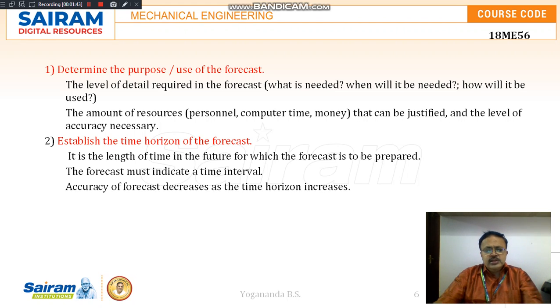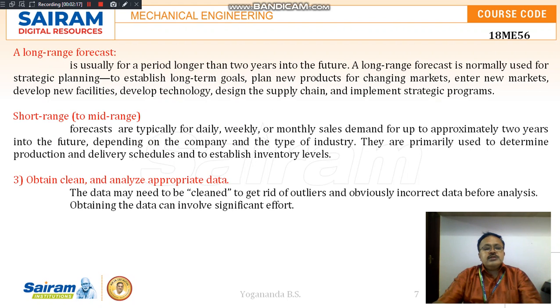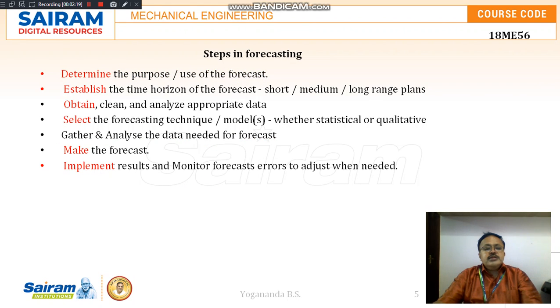That means if I am doing long term planning, whatever I have planned today may not be useful after 1 or 2 years. It may become obsolete, and I need to do the forecasting because the market trend will be changing every moment of time. The planning done today may not match exactly what is going on after a few months or a few years. So the accuracy of the forecast will decrease as the time horizon increases. That is the second step, that is, establish the time horizon.